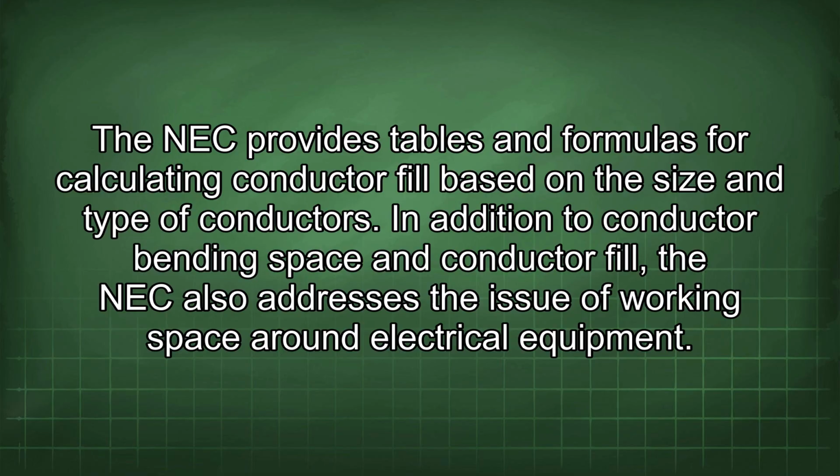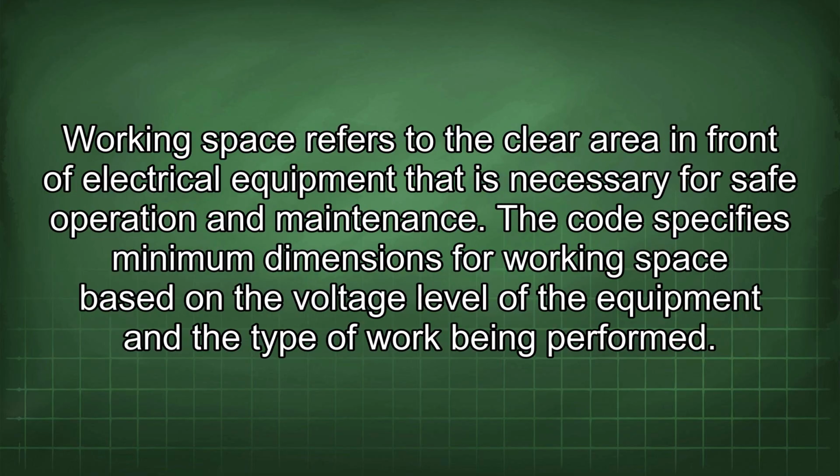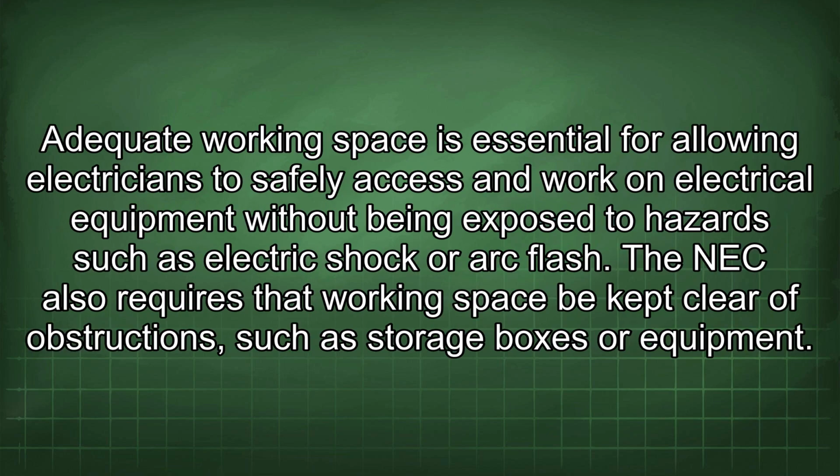In addition to conductor bending space and conductor fill, the NEC also addresses the issue of working space around electrical equipment. Working space refers to the clear area in front of electrical equipment that is necessary for safe operation and maintenance. The code specifies minimum dimensions for working space based on the voltage level of the equipment and the type of work being performed. Adequate working space is essential for allowing electricians to safely access and work on electrical equipment without being exposed to hazards such as electric shock or arc flash.